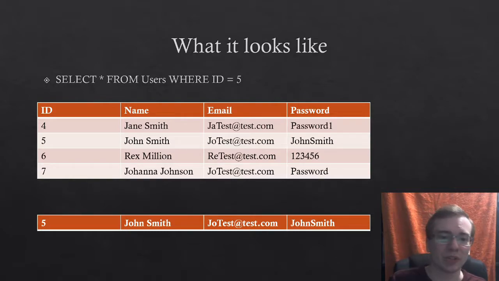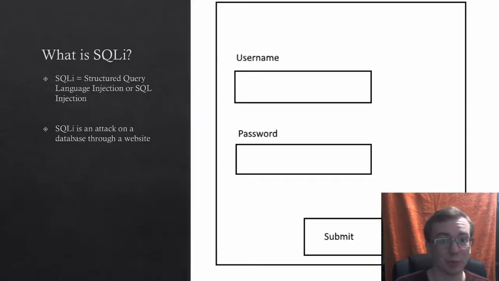SELECT star FROM users WHERE ID equals 5. I'll be honest, I think it's fairly straightforward, but it's only going to get the record where ID equals 5. It's essentially a conditional statement, in a way. So, the result of this SQL statement is going to be the one at the bottom. It's going to return 5, John Smith, joetest@test.com, John Smith. And that's essentially what SQL looks like in the most basic form.